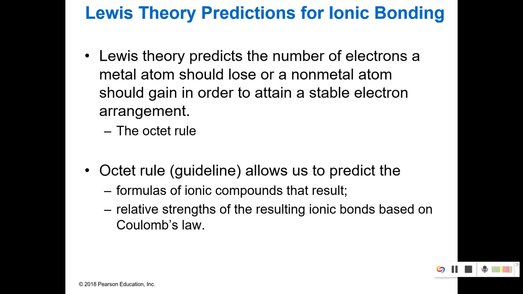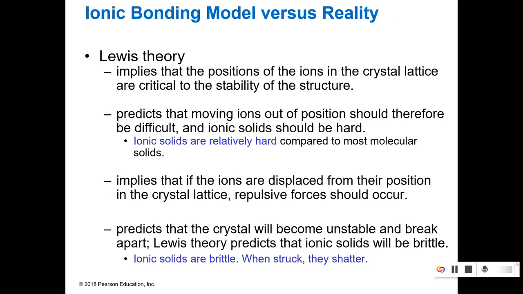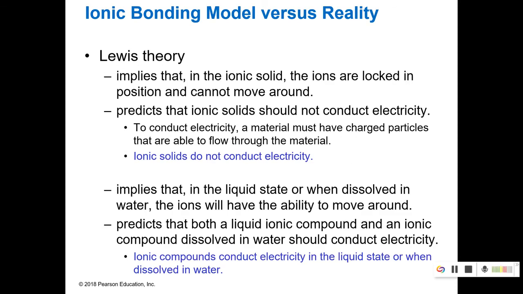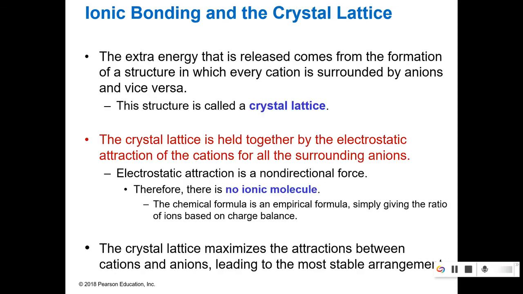Now we're going to do it with the bonding itself. These are just the model versus reality. The Lewis theory says that ionic solids are going to be really hard, but in reality, ionic solids are pretty brittle. They do shatter when they're struck with something. Also, it predicts that ionic solids don't conduct electricity, but they do conduct electricity when they're in their liquid state or they're dissolved in water.